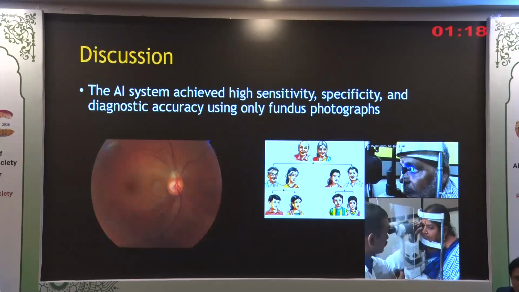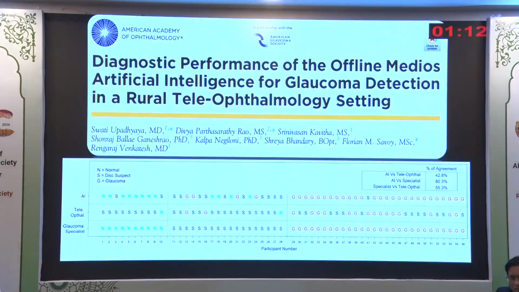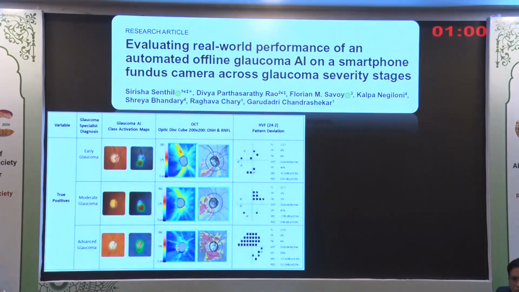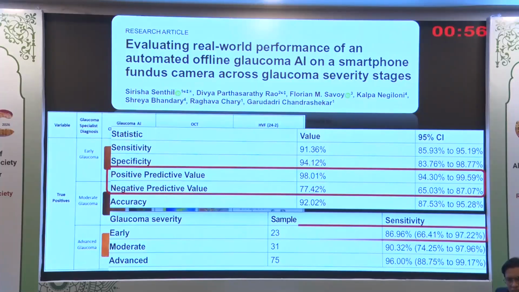Now, coming to discussion, AI managed to achieve high sensitivity and specificity just by relying on a good quality fundus image. With our own experience with this, when we carried this out in the Vision Center, we saw that the agreement between the AI program and the glaucoma specialist was the maximum, which was 80.3%. The same module has been utilized, and a recently published paper showed that this has very good positive predictive value, and not just in detecting advanced or moderate glaucoma, this performed very well in detecting early glaucomas as well.